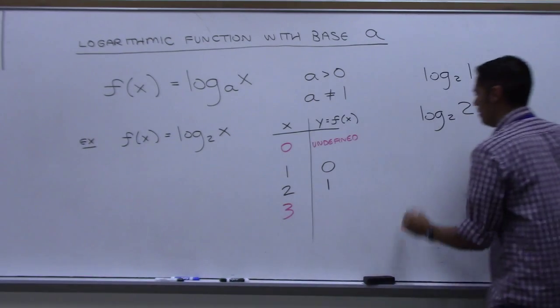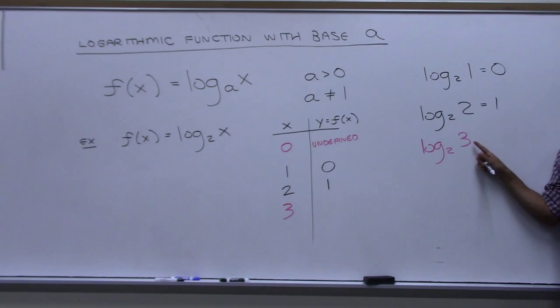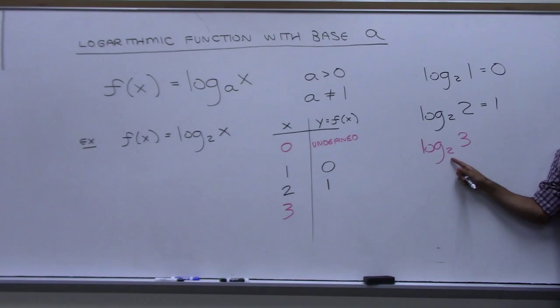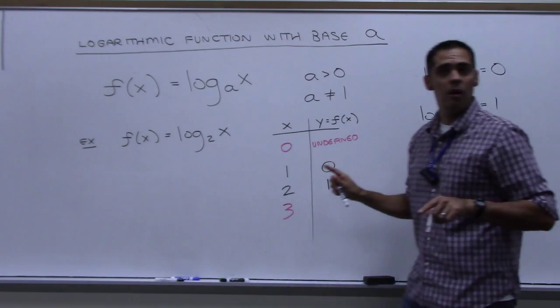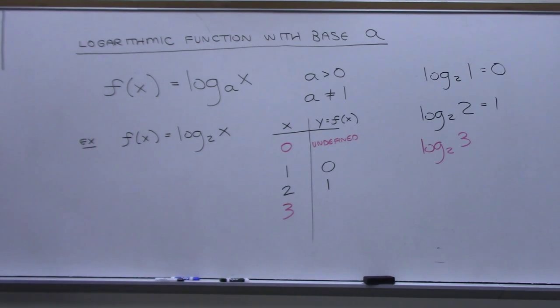Why is it in red? 2 to what power is 3? That's the question. Not happening. Can you use your calculator? What's the base of this log? 2. Your calculator can only handle base 10 and base e. That's it. So I'm not there yet. We will be able to get around that.